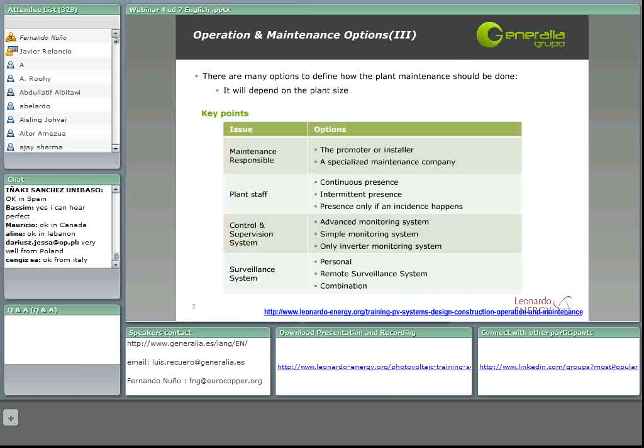Okay, thank you, Fernando. So, well, I was saying that if you remember from the last webinar session, our recommendation was having both personnel in the plant and a remote surveillance system.